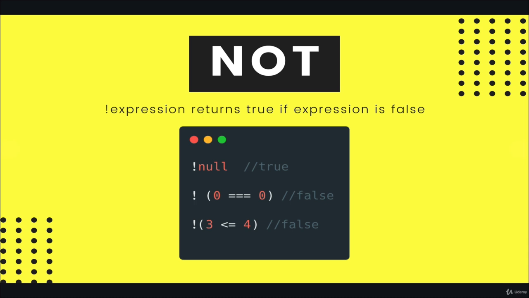But what that really means is that if we put the exclamation point, which is the piece of syntax we use, just like we use 2 ampersands for and, we use a single bang or exclamation point for not. We put that in front of some expression. It will return true if that expression is false.